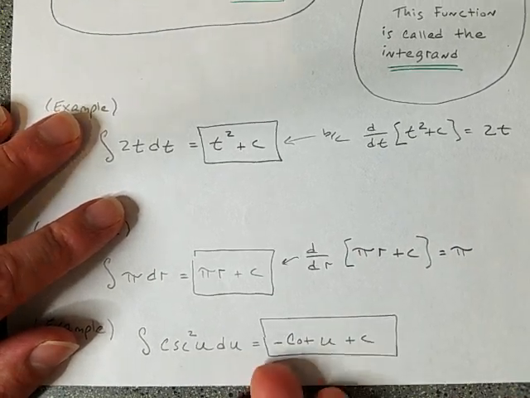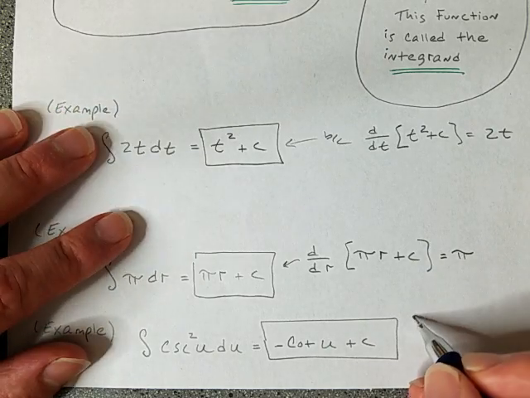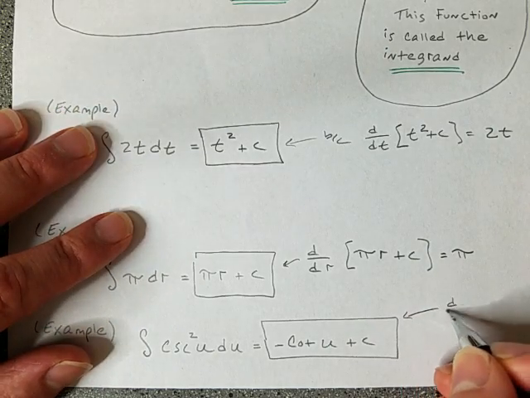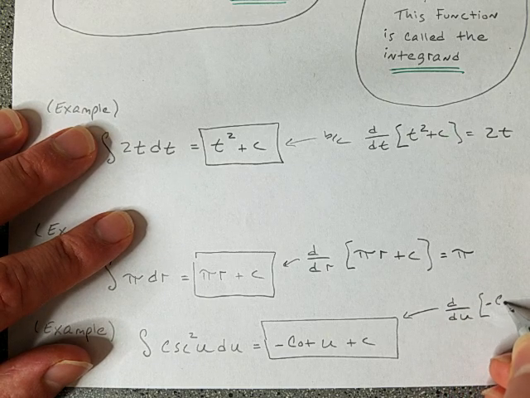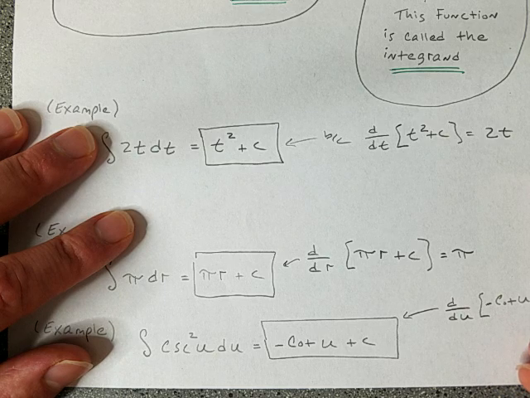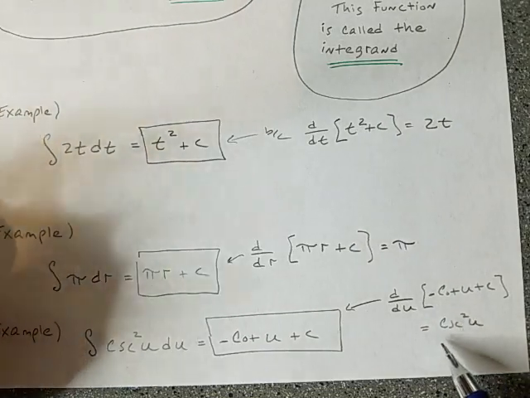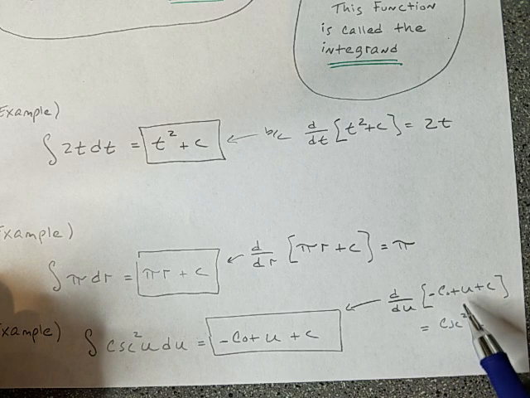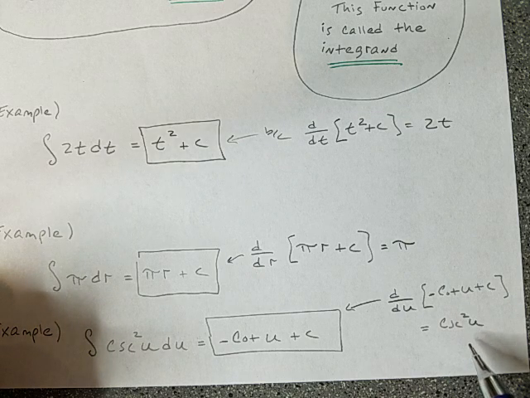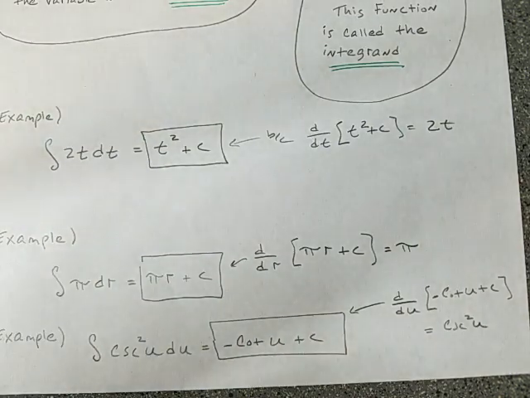Why though? Well, I remember, or I look it up, or maybe I have a formula sheet, and I am aware that the derivative with respect to u of negative cotangent of u plus c is positive cosecant squared u. The derivative of cotangent is negative cosecant squared. So the derivative of negative cotangent is positive cosecant squared. So that's why I put it as negative. But it's the same rationale as the others, okay?